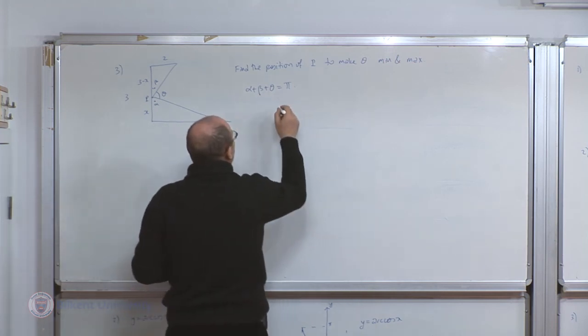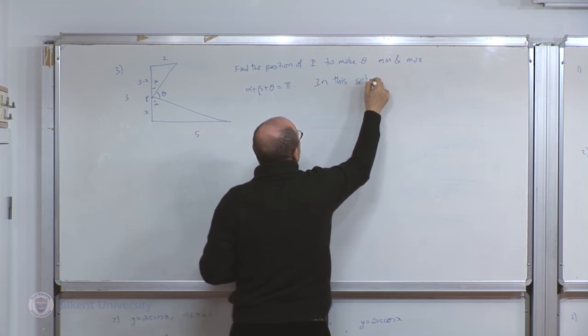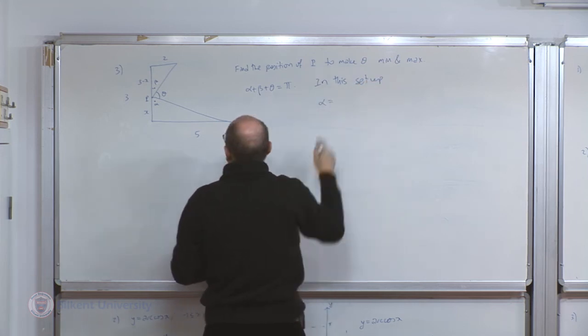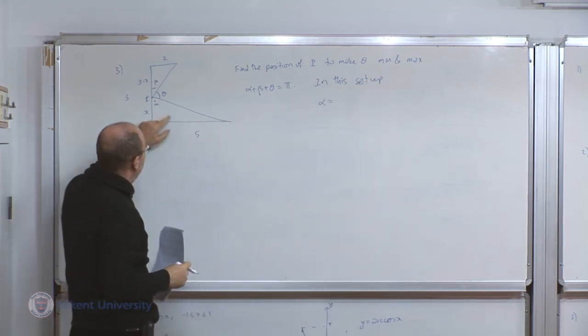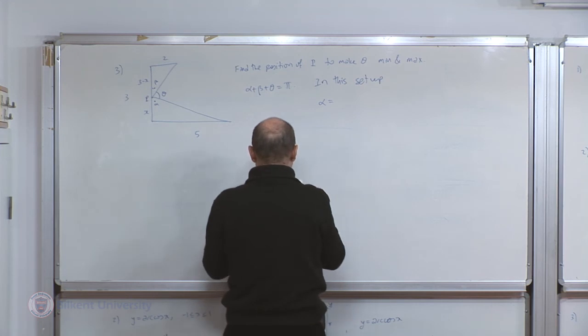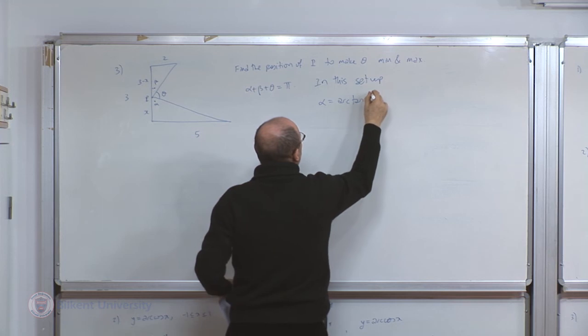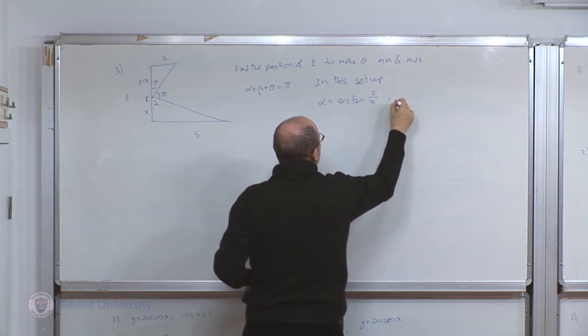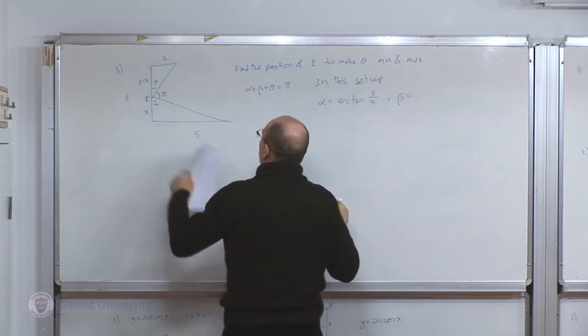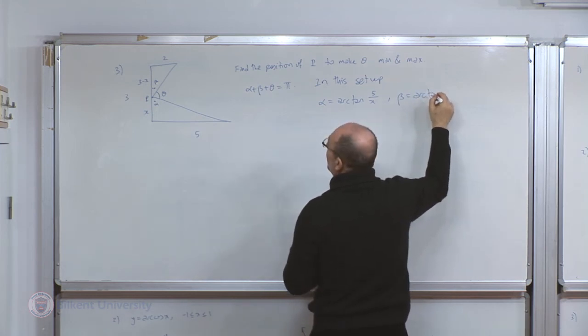Okay, so here in this picture, in this setup, tangent of alpha is 5 over x. So alpha is arctangent 5 over x. Okay, so this is x here. Arctangent 5 over x. And beta is arctangent 2 over 3 minus x.